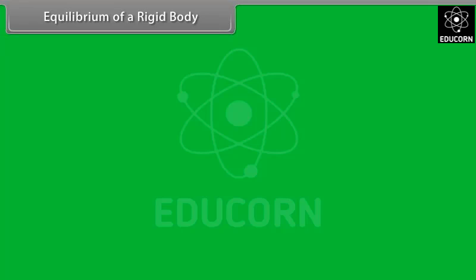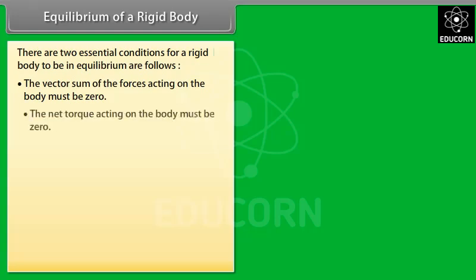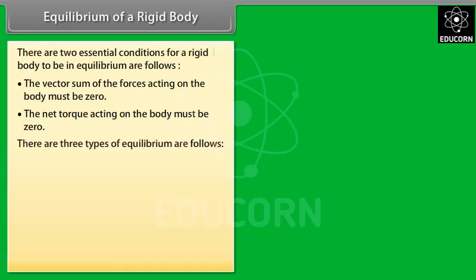Equilibrium of a rigid body. There are two essential conditions for a rigid body to be in equilibrium. The vector sum of the forces acting on the body must be 0. The net torque acting on the body must be 0. There are three types of equilibrium, and they are as follows.